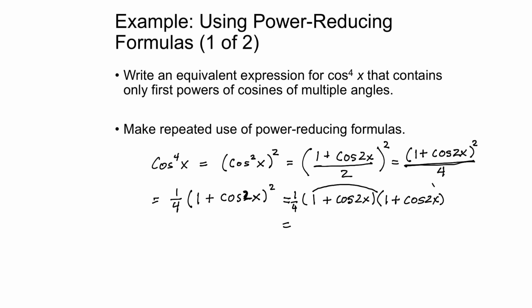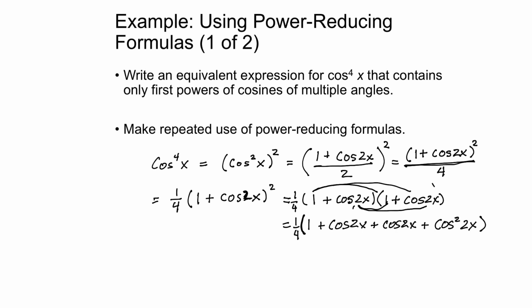And so 1 times 1 gives me 1, and all of this is going to be multiplied by a 4th, so I'm going to keep this parenthesis here. And then 1 times cosine 2x, which is just cosine 2x. And then we end up doing the same thing here. We get a plus cosine 2x again. And then we have cosine 2x times cosine 2x. So that's plus cosine squared 2x. All of that multiplied by a 4th.